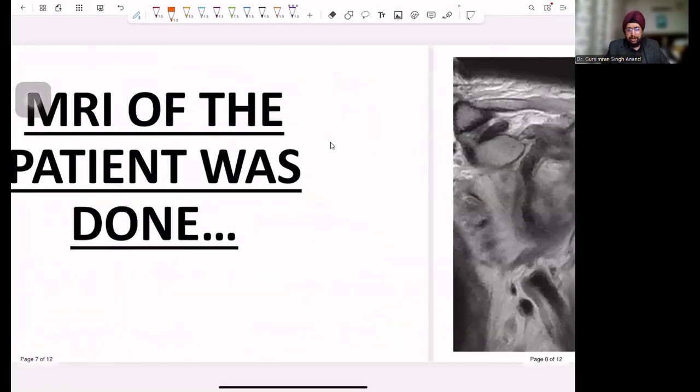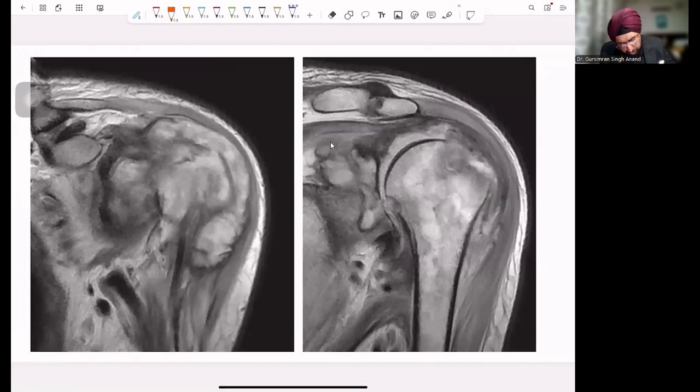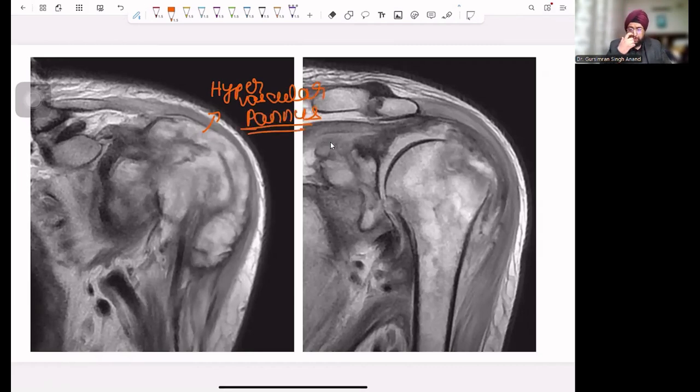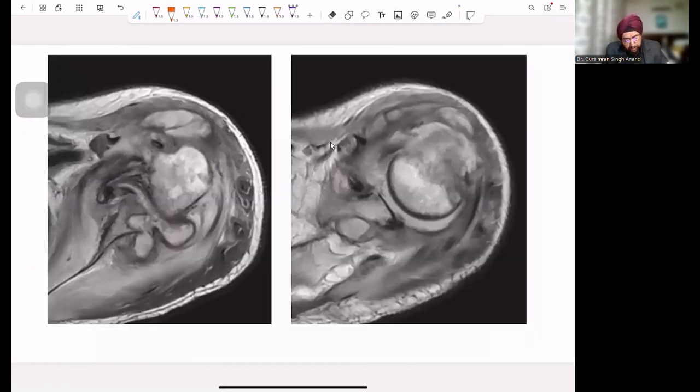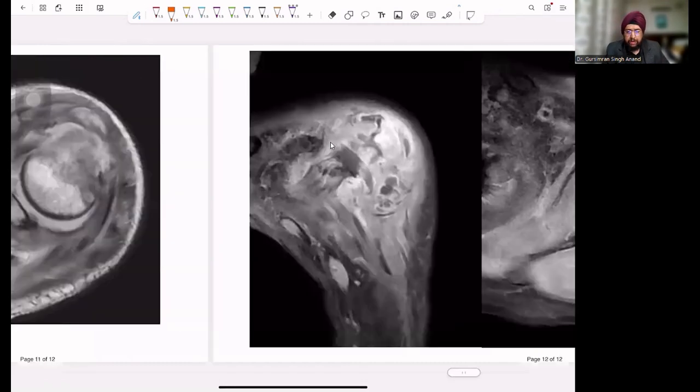We performed an MRI in this patient, which revealed, on these T2 weighted images, a hypervascular pannus in the synovial joint space of the shoulder, which was the cause of erosions in the region of the greater tuberosity as well as the glenoid fossa because of the intraosseous extension of the pannus. Again, these are the same images, demonstrating the pannus formation in the synovial joint space along with the erosions and surrounding inflammatory changes.